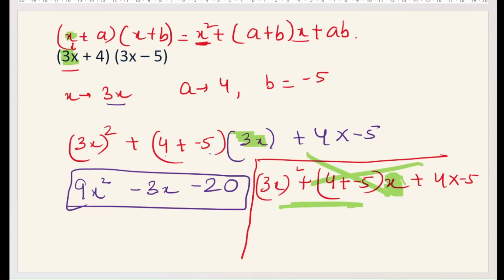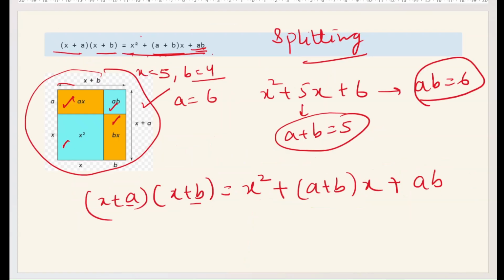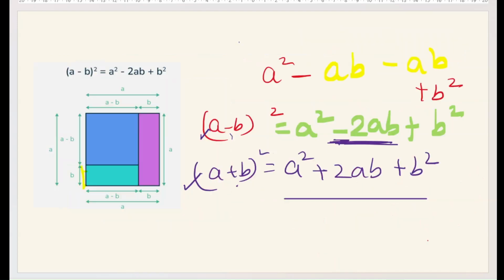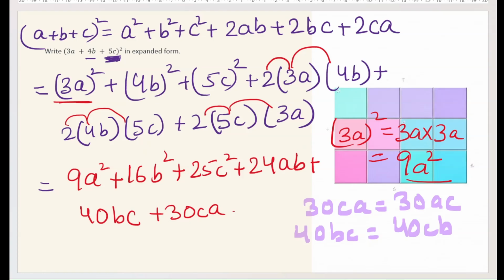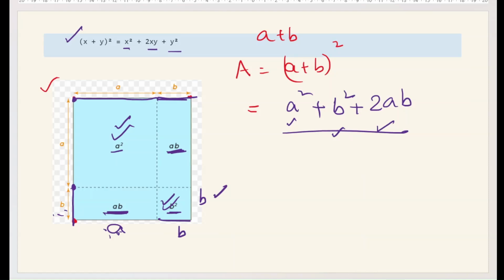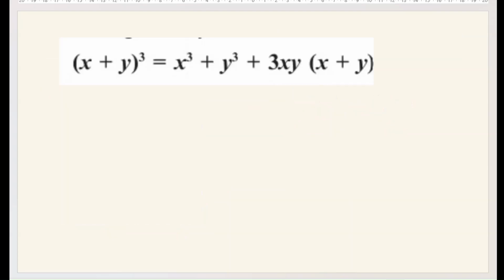Fine. So, all these identities can be proved on paper. This identity can be proved on paper, this identity can be proved on paper. In fact, this can also be proved on paper, and this one obviously can be proved on paper. You can do this as your activities also. Okay. Now come to the next identity, which are related to cubes.